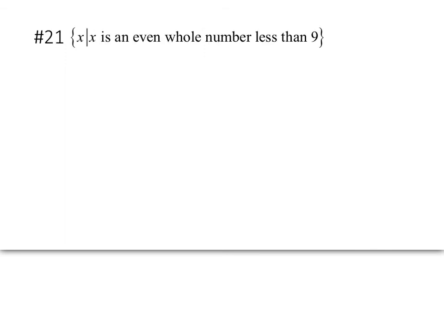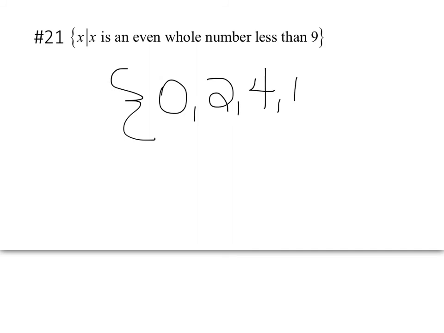And number 21 says, x is an even whole number less than 9. They consider 0 an even number. So 0, 2, 4, 6, and 8.